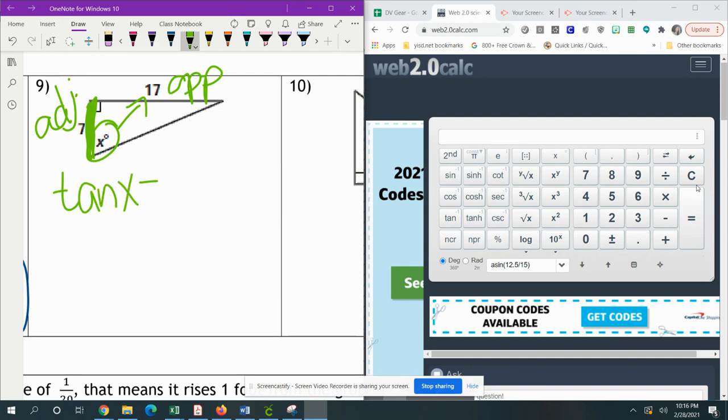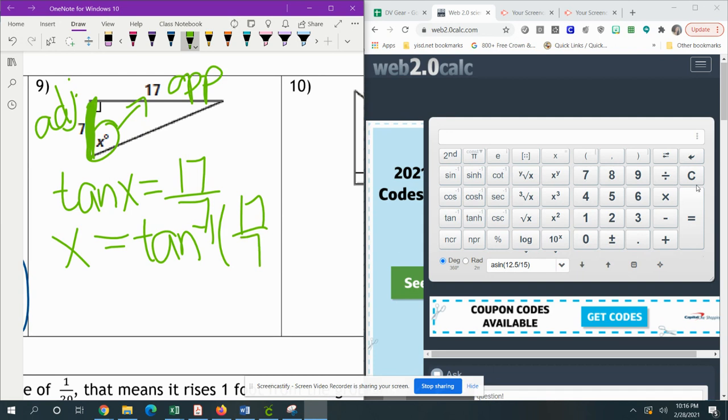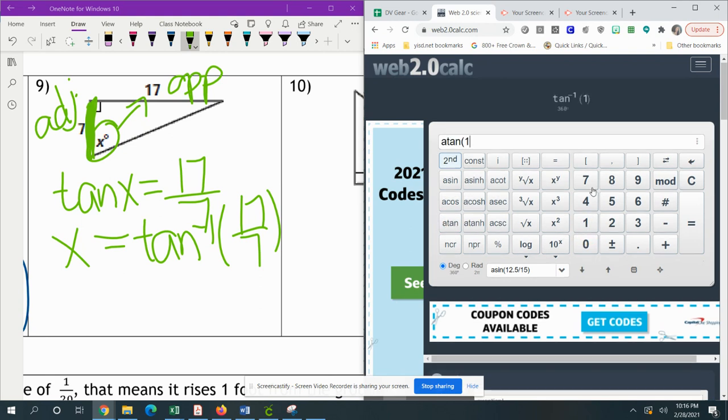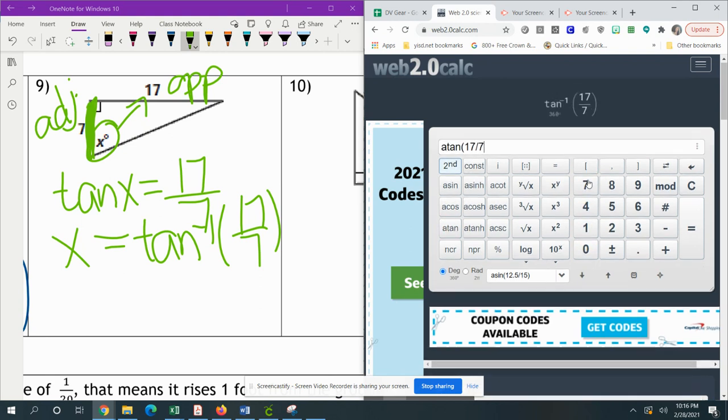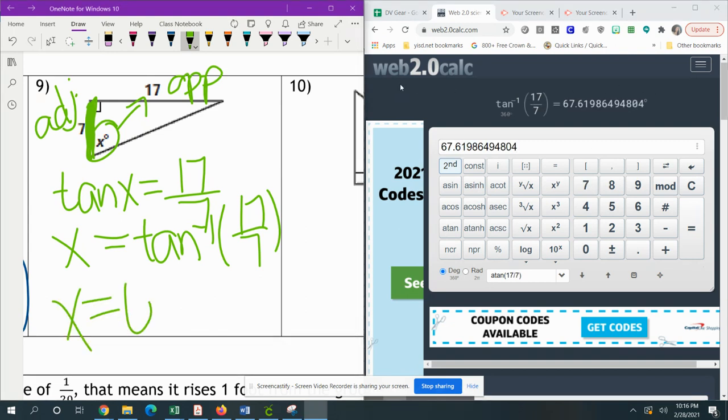So tangent of x is equal to my opposite, which is 17, over my adjacent, which is 7. Since we are looking for x, that tangent needs to move to the other side, and when we do move it, we use the inverse tangent of 17 over 7. So second, inverse tangent of 17 over 7, and that rounds to 67.6, which would round to 68 degrees.